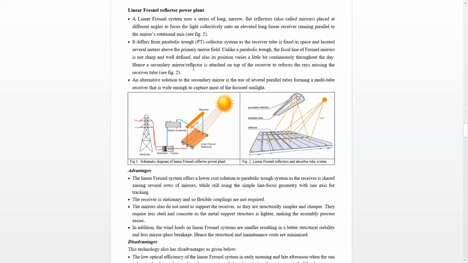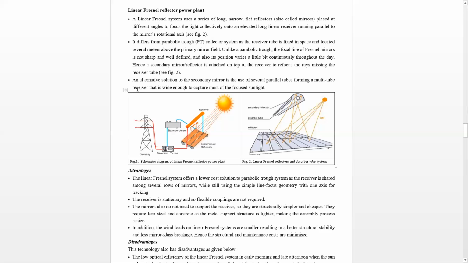And hence a secondary mirror or reflector is placed or attached on the top of the receiver to focus the rays missing the receiver tube. So here you can see that the rays from the fourth reflector are missing the tube, but after being re-reflected from this secondary mirror, the secondary reflector will reflect them back to the absorber tube, right?